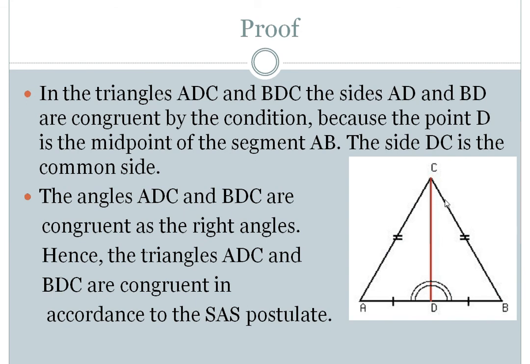The angles ADC and BDC are congruent as right angles. Since this red line is a perpendicular bisector, this angle will be 90 degrees and this angle will be 90 degrees. Hence, the triangles ADC and BDC are congruent according to the side-angle-side postulate. Since the common side is the same for both, this angle is 90 degrees for both, and since the segments DA and DB are congruent, the triangles are congruent according to the side-angle-side postulate.